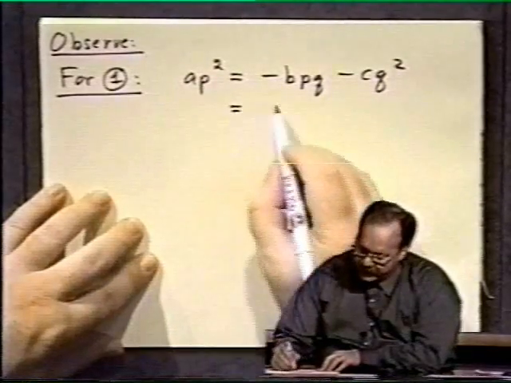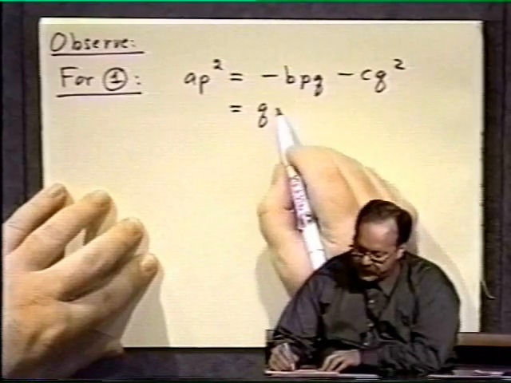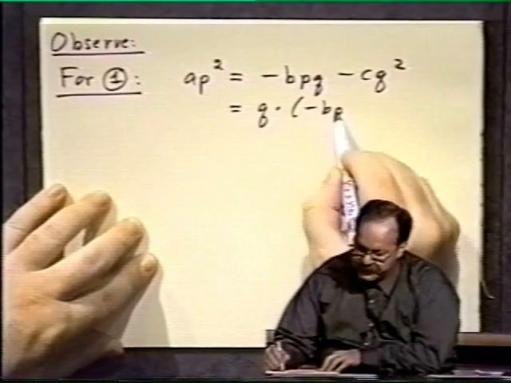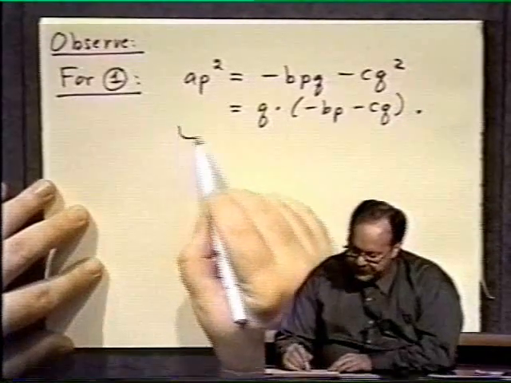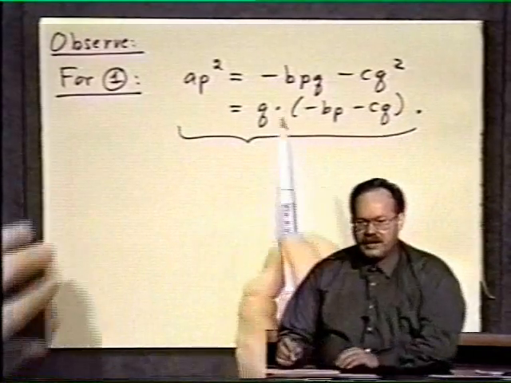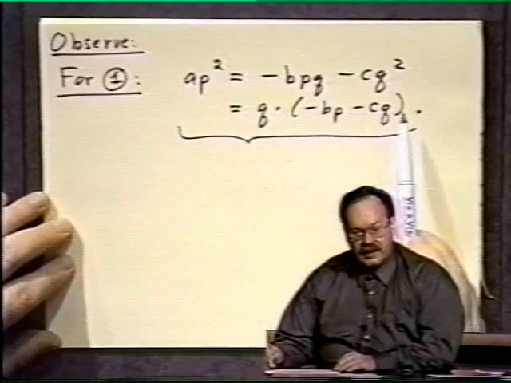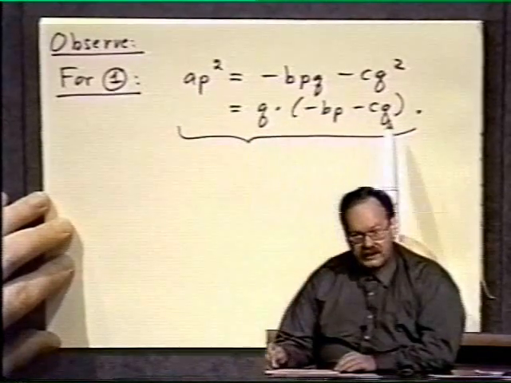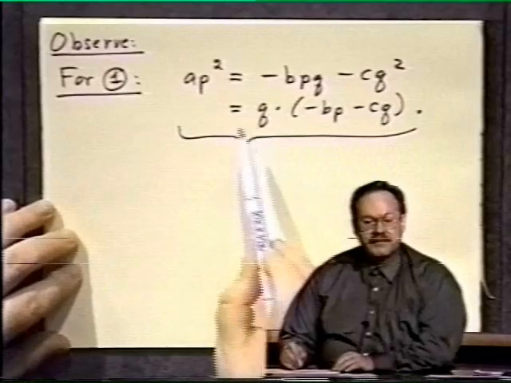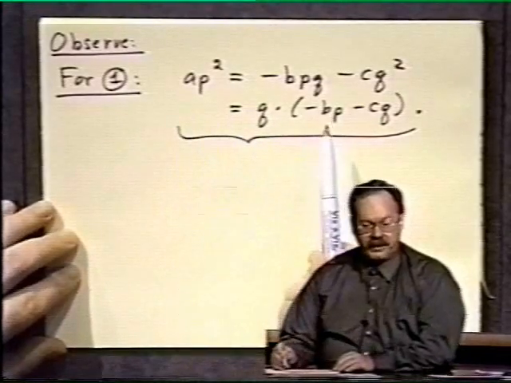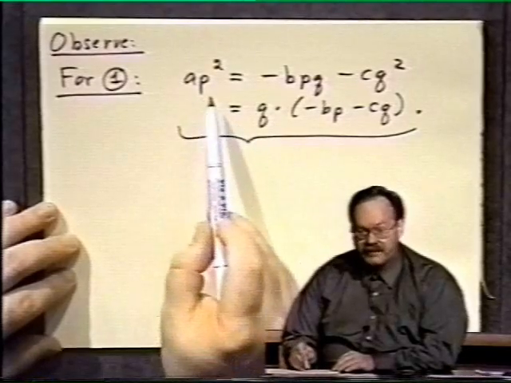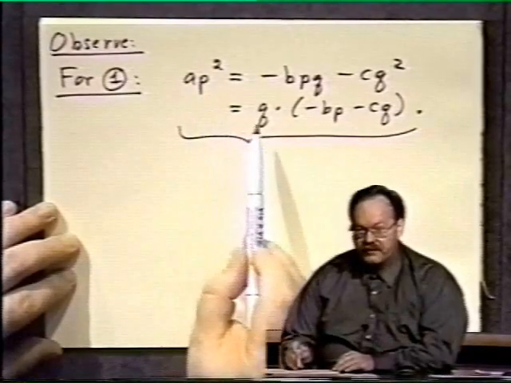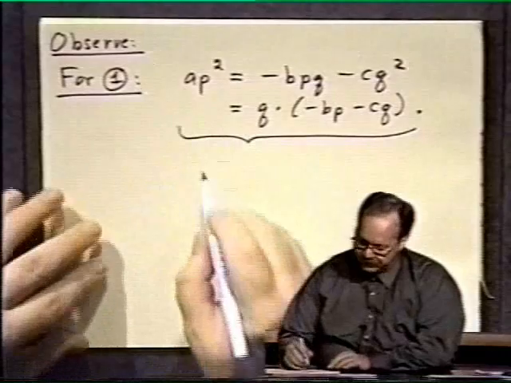On the right I can factor out the common factor Q, so I have Q times minus BP minus CQ. Now observe from this, Q divides the right-hand side, because Q is a factor there. Therefore, it must divide the left-hand side because the left and the right are equal. Now, Q cannot divide into P because P and Q have no factors in common. Therefore, Q must divide into A.